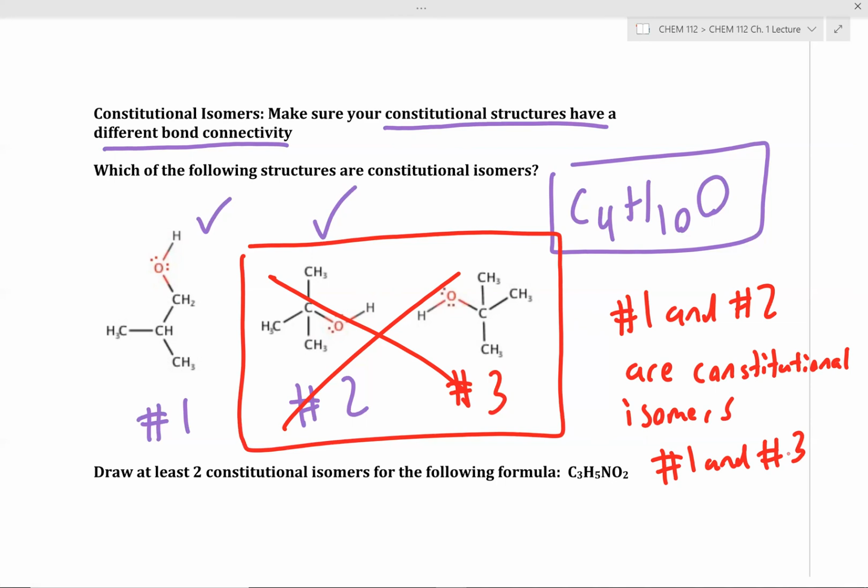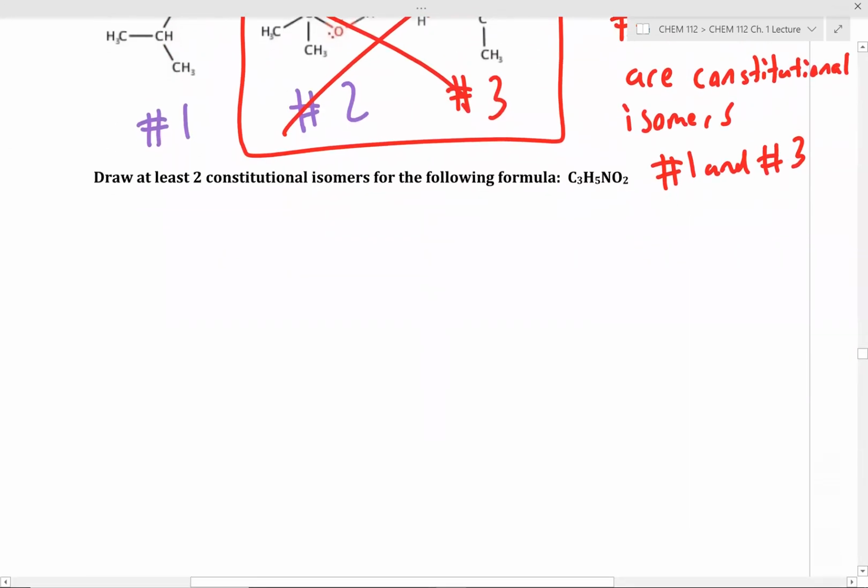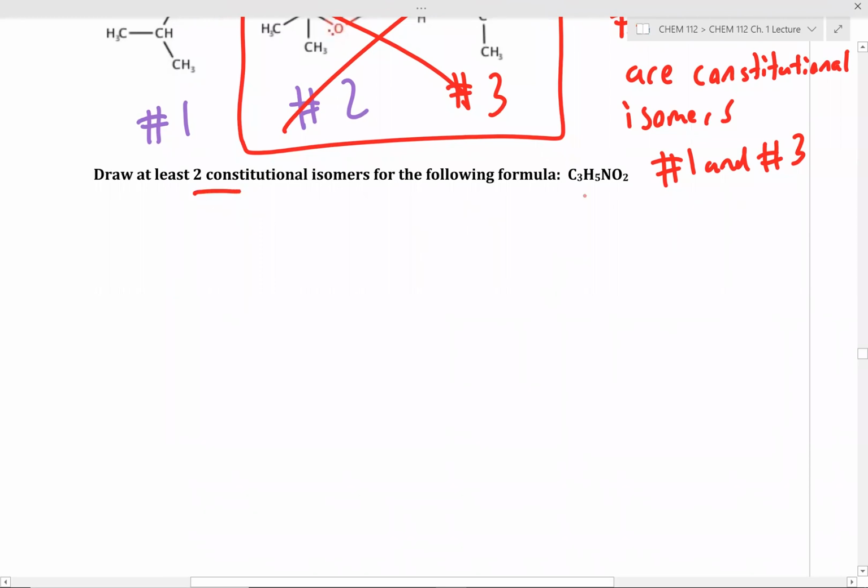So what I want everyone to do now is draw at least 2 constitutional isomers for the following formula: C3H5NO2. So you're going to utilize your skills drawing Lewis structures, and you're going to try to come up with 2 different valid Lewis structures. So make sure you're following the formal charge and octet rules whenever possible. And I want you to come up with 2 valid structures for this.